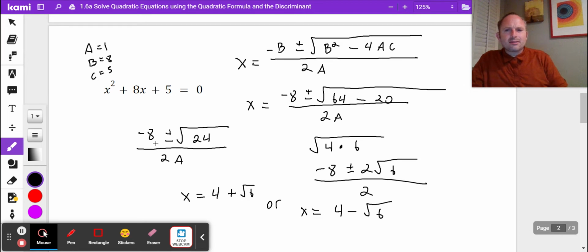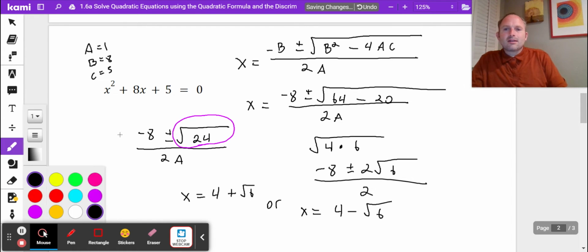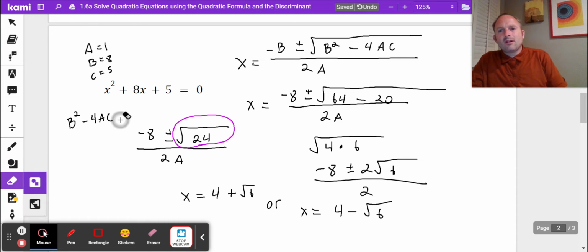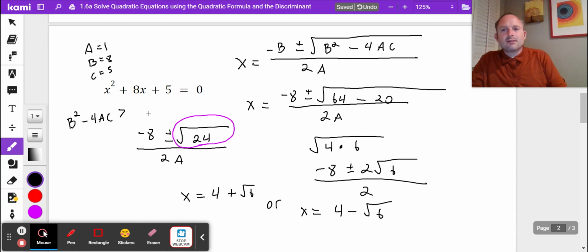So in this, it's still this radical right here. Let's circle it right here. The discriminant right here is positive. So this b squared minus 4ac is still positive. It's still larger than 0. So at the moment, I'm still going to get two solutions. However, they're not nice.